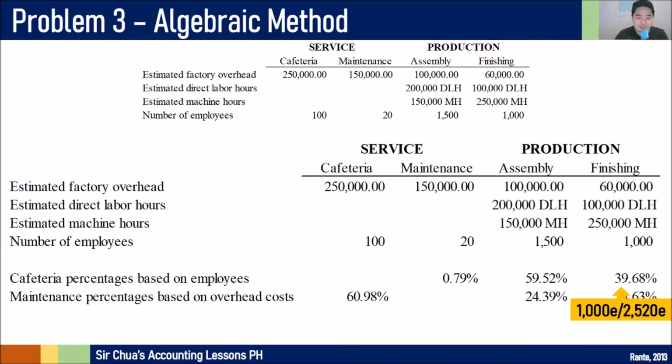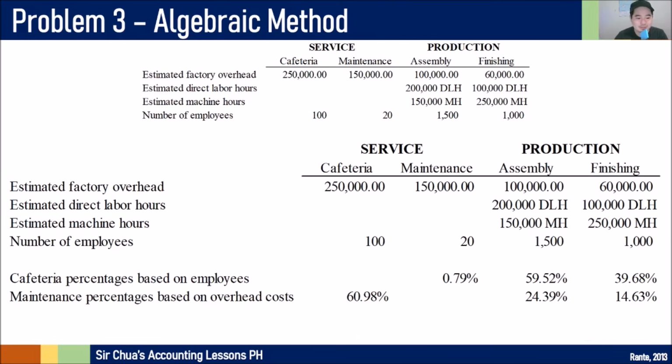Okay? Ganun po yun. Now, for maintenance naman po, based on overhead cost, so, 250 ni cafeteria, 100 ni assembly, tsaka 60 ni finishing, 410. So, mangyayari, 250 over 410, tapos 100 over 410 at saka 60 over 410. Bakit walang sariling percentage sa maintenance? Kasi nga po, siya yung ipamimigay mamaya.